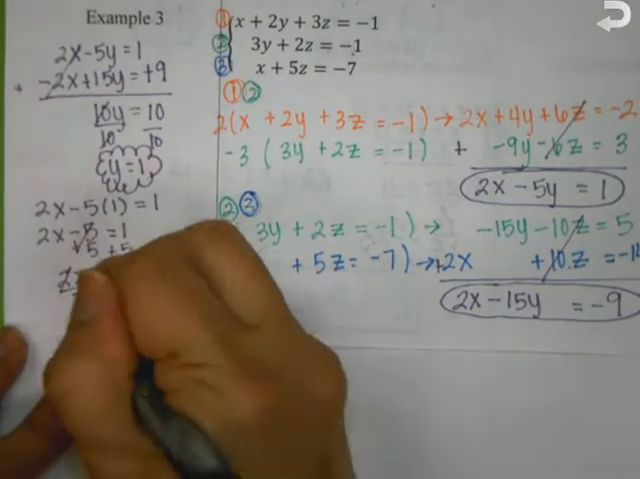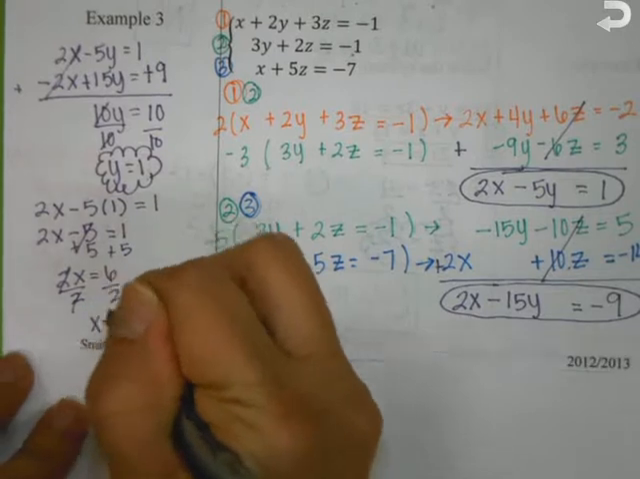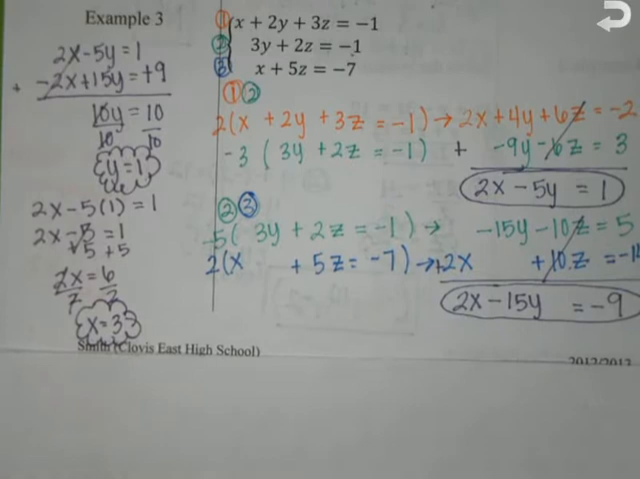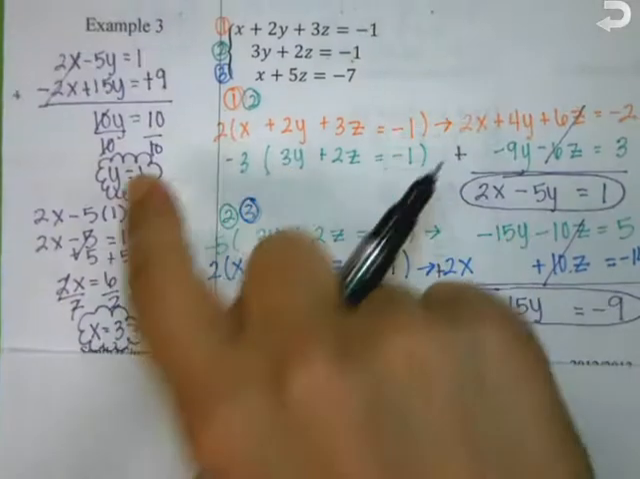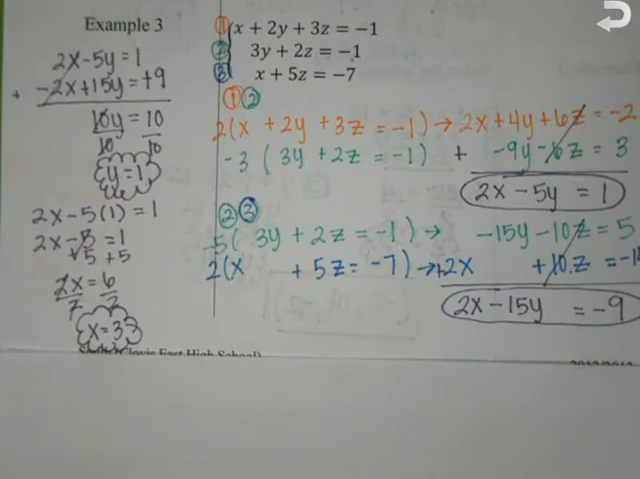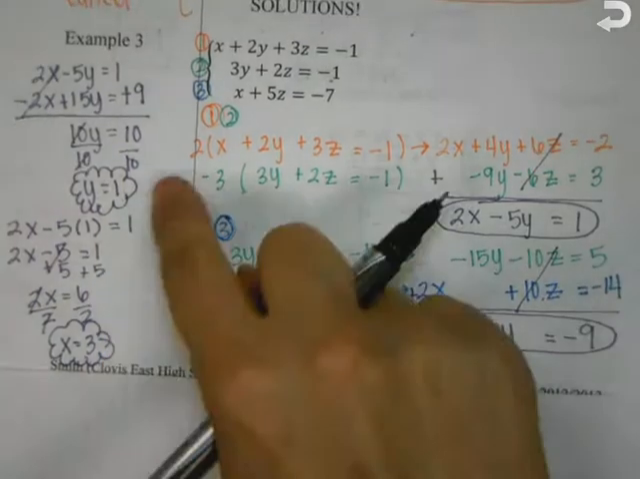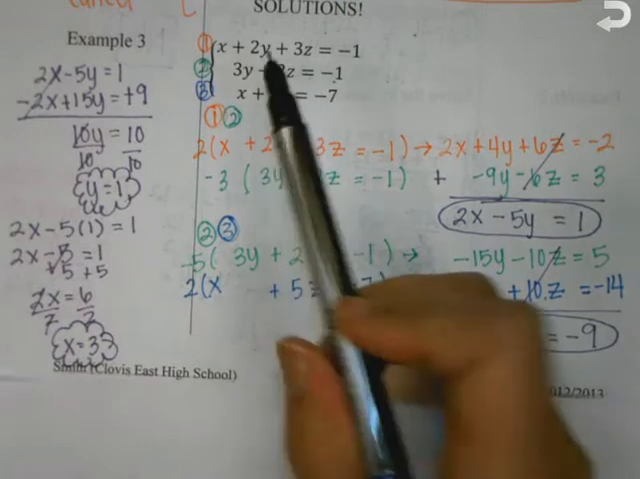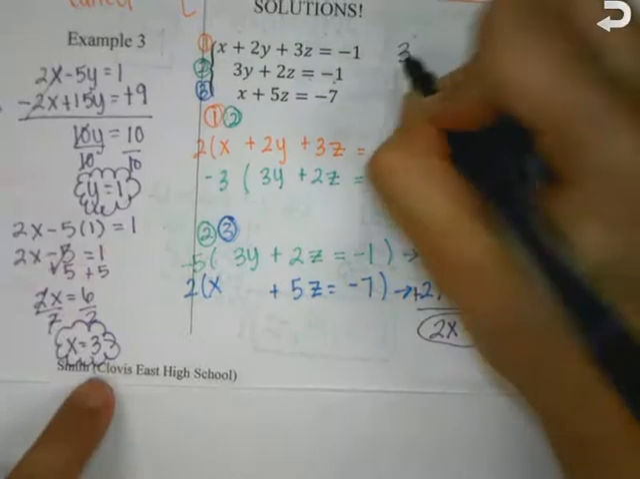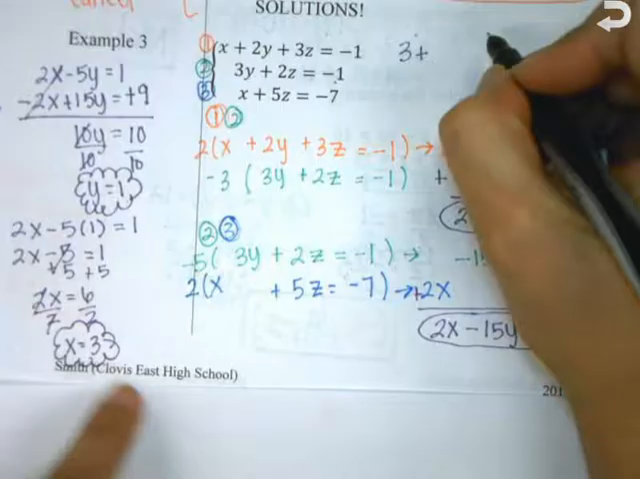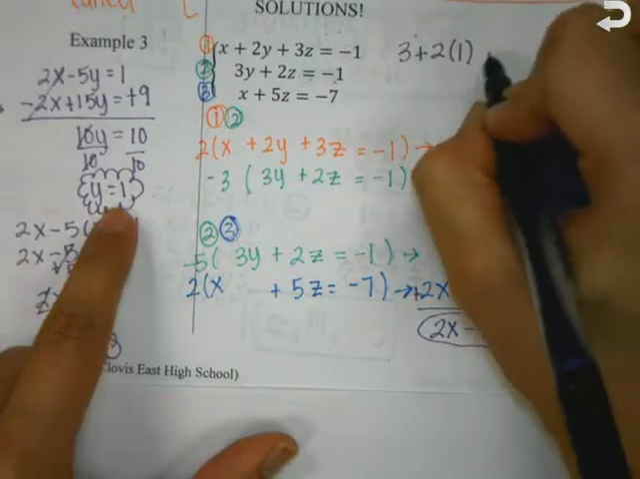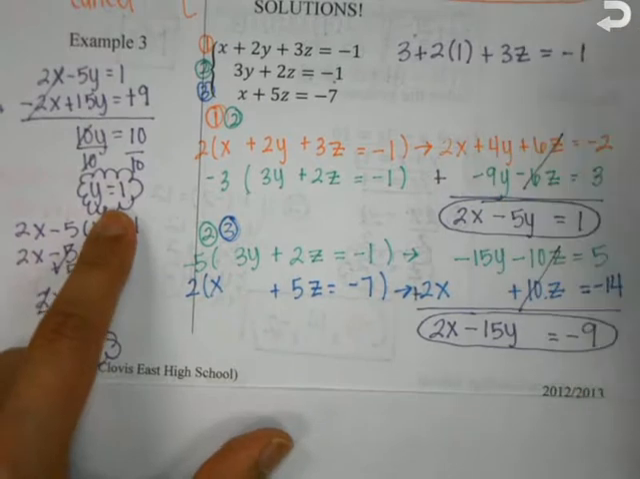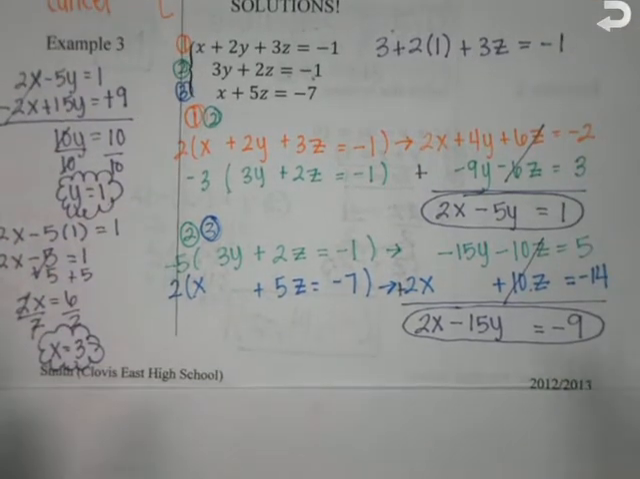Okay. We have x, we have y, we still need z. Where can we plug in x and y to solve for z? The very first equation, equation number 1. So let's plug it in. X is 3 plus 2 times 1 plus 3z equals negative 1. So I'm moving my work from up here to right here. Okay, this should be easy, right?